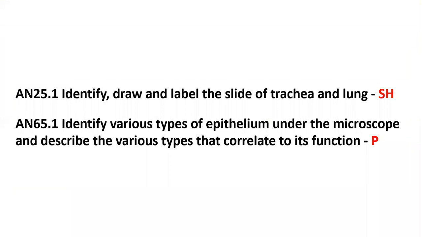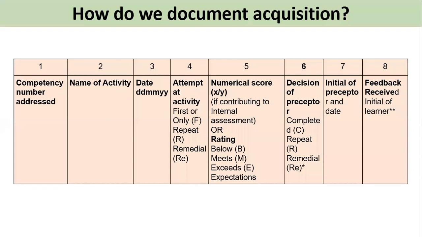So let's take this 25.1. Identify, draw, and label. How do we put it into this table? So obviously, competency number is 25.1, and we'll write the competency statement also there. So what is the activity we would like to do to achieve this competency? Identify, draw, and label the slide of trachea and lung.